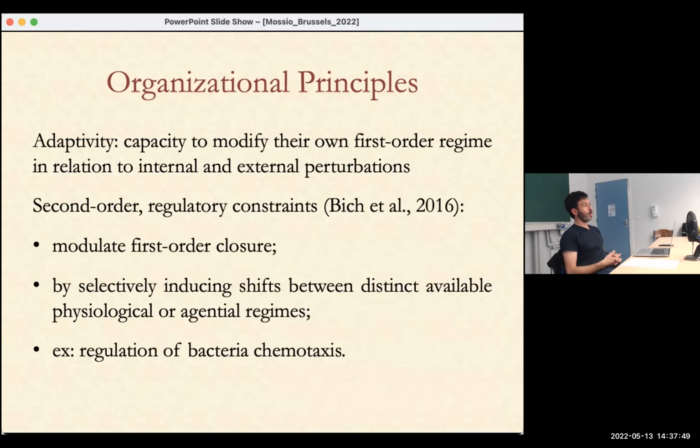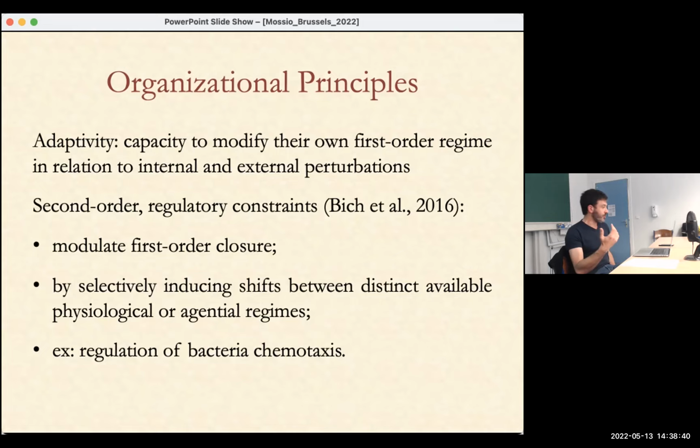So what that means, and I'm mentioning one paper that I wrote with Leonardo about this point, is that the description needs to add regulatory constraints and make sense of regulation from within the theory. What does regulation mean? We claim that this requires making the hierarchy more complex, so including second order constraints, which are such if they meet two conditions. One, they modulate first order closure, so they operate on other constraints, and they selectively induce shifts between distinct available physiological or agential regimes.